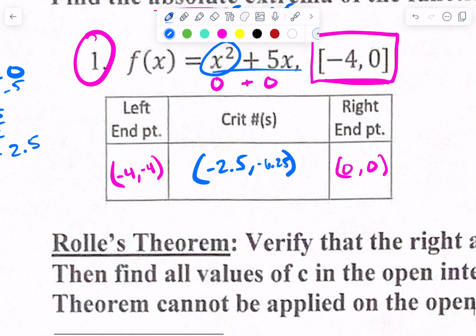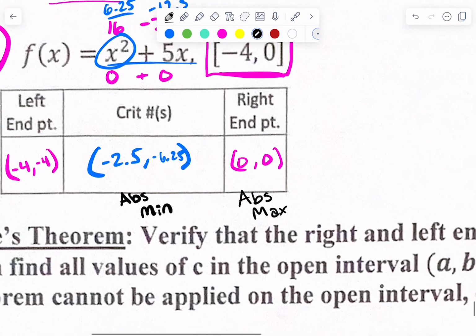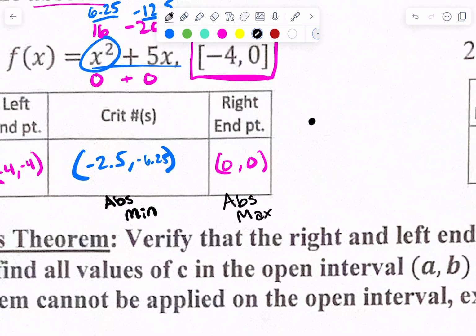Okay, so we want an absolute max and an absolute min. Where's my absolute max at? 0, 0. That's my highest point. So I'm going to put abs max here. Abs min? -4, -4. Abs min. So, if you care to know, it looks like this. This is my highest point, this is my lowest point.